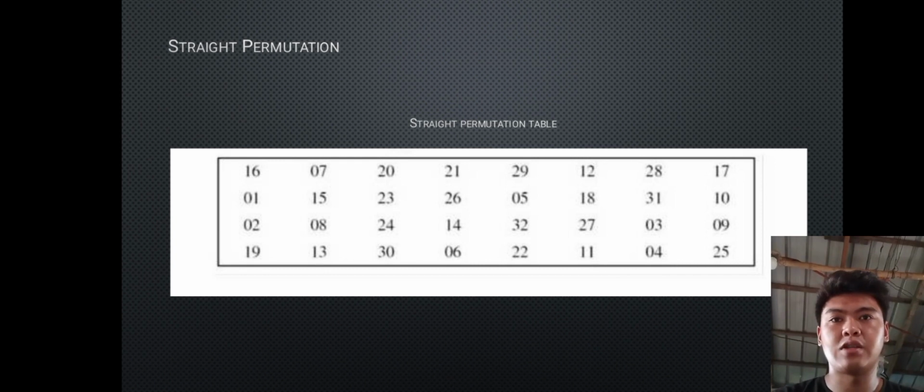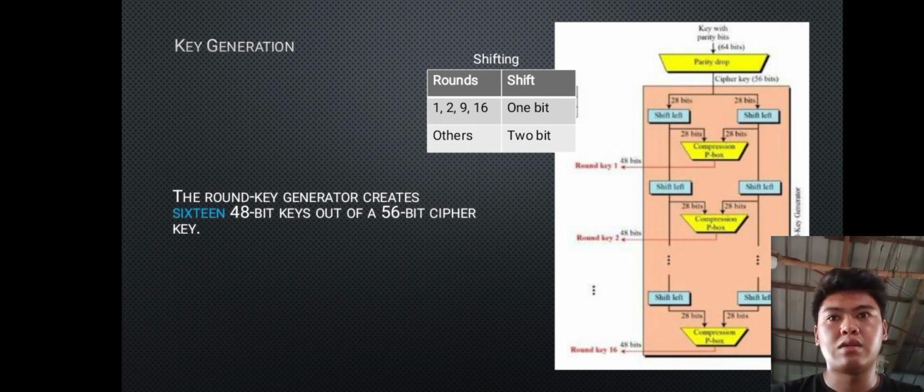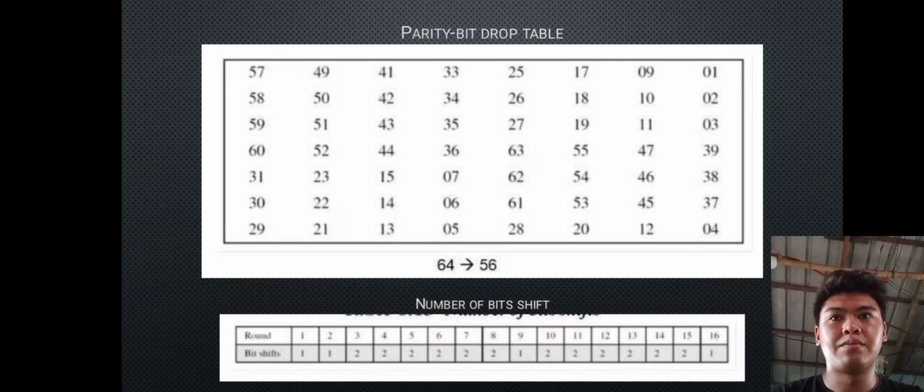Straight permutation. A permutation is an arrangement of objects in a particular way or order. While dealing with permutations, one should be concerned with the selection as well as the arrangement. Key generation. The round key generator creates 16 48-bit keys out of a 56-bit cipher key. Parity bit drop table. The parity drop table is a lookup table used to remove parity bits from binary data in order to improve transmission efficiency in computer networks.